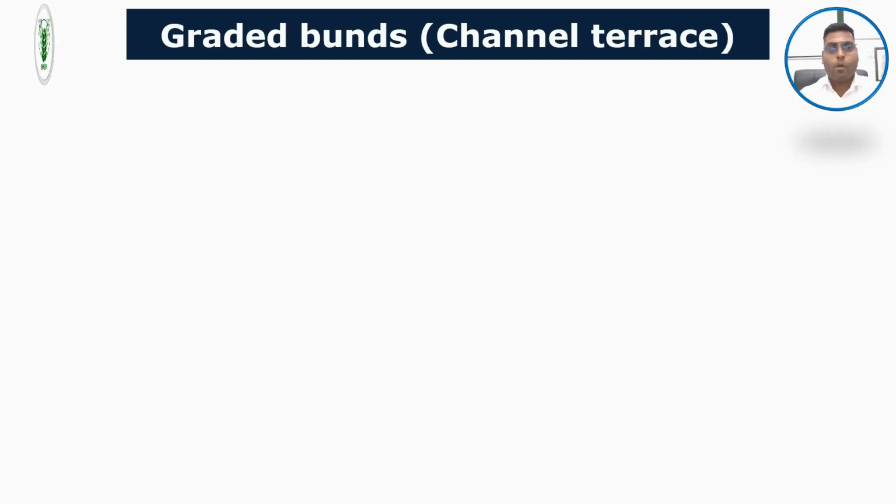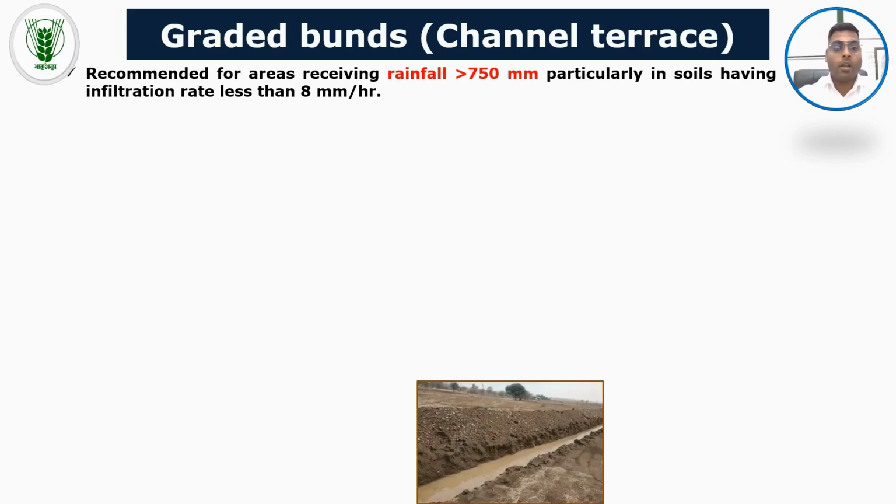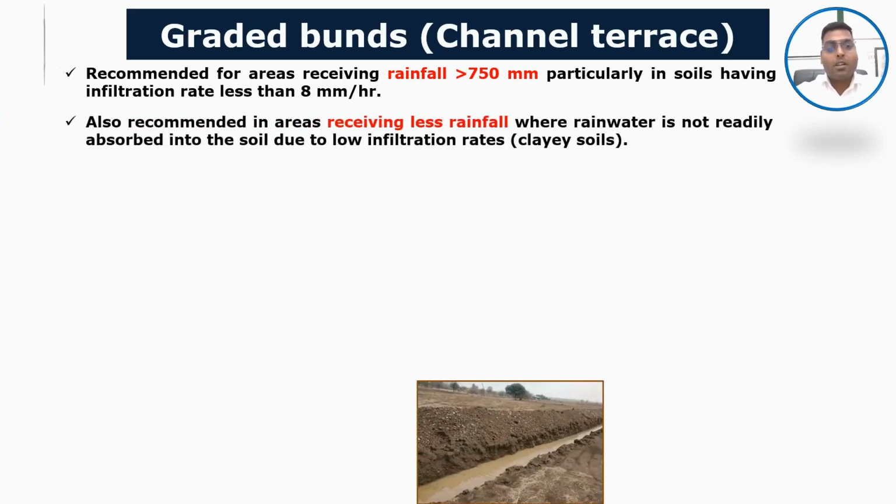The next approach is graded bunds, which are also known as channel terraces. Graded bunds are recommended for areas receiving rainfall of more than 750 mm, particularly in soils having an infiltration rate less than 8 mm per hour. They are also recommended in areas receiving less rainfall where the rainwater is not readily absorbed into the soil due to low infiltration rate, like clay soil.